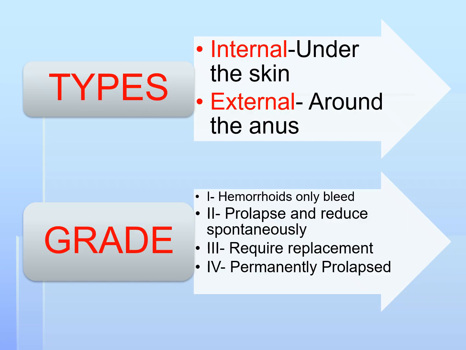External hemorrhoids are located under the skin around the anus and may cause pain, swelling and discomfort, especially if a clot forms. And this is very common with a pregnant woman.